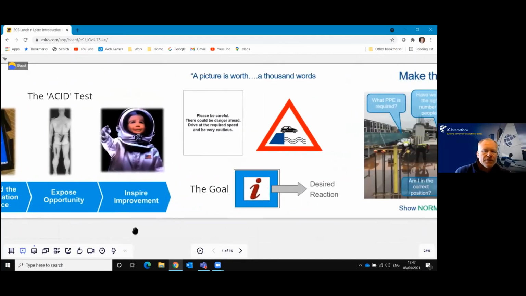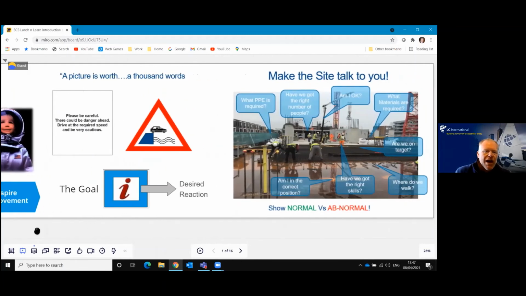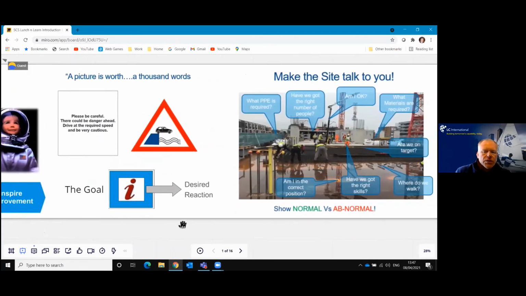The second element of visual management focuses on how it works for us. As we state there, the goal of visual management is to provoke the desired reaction. Because if it doesn't provoke the desired reaction, and we don't allow it to provoke a thought in our own minds of what it wants us to do, that information, that visual management, just becomes wallpaper. We just walk past it day by day.